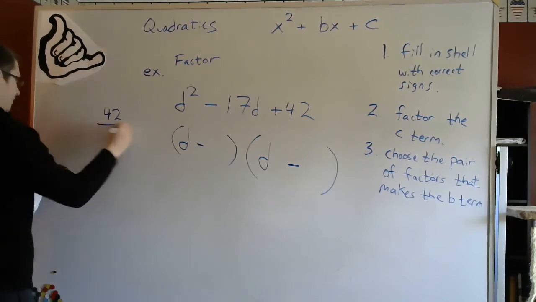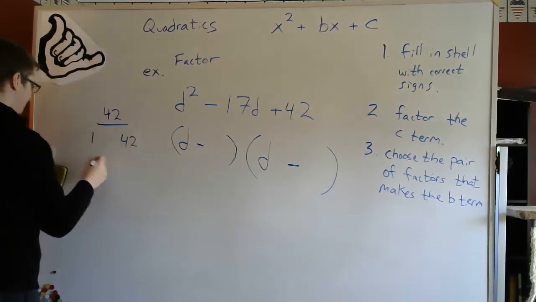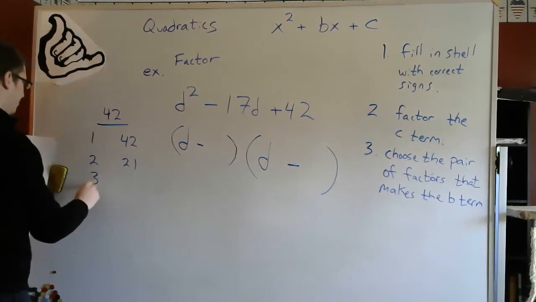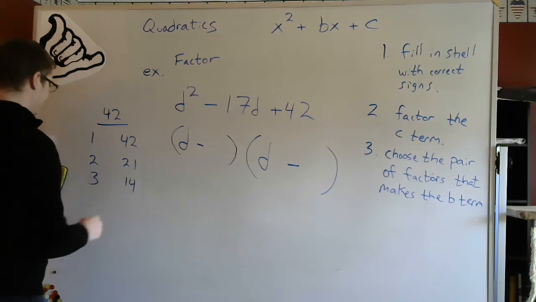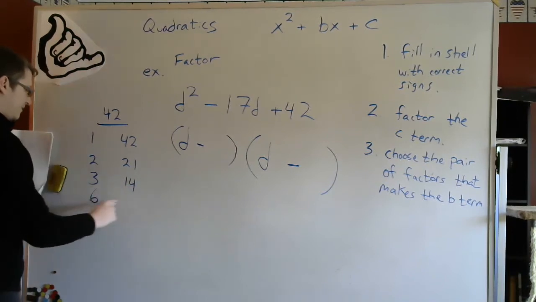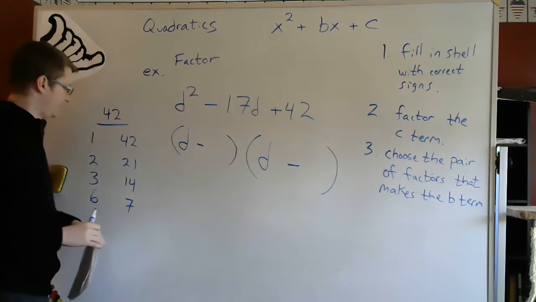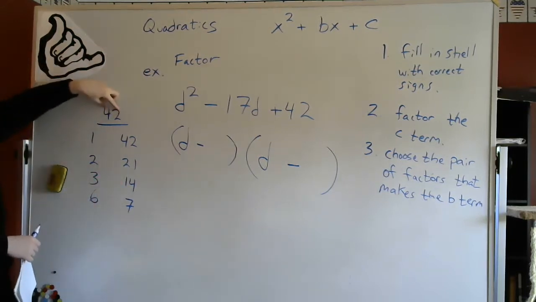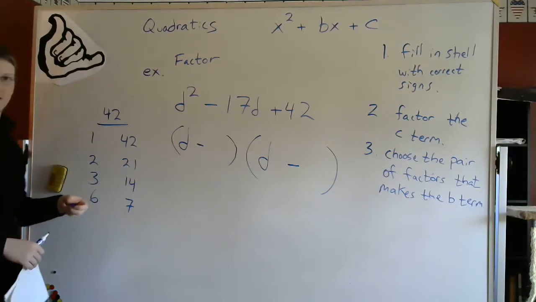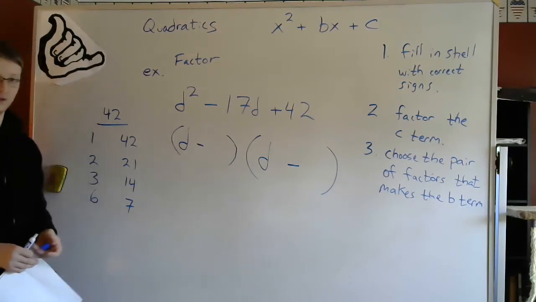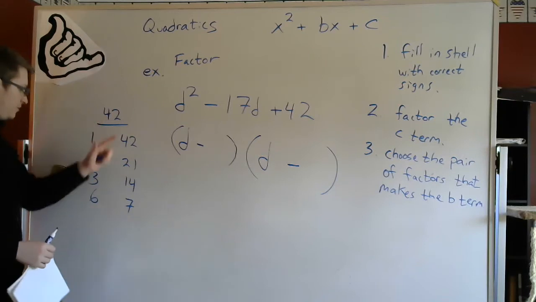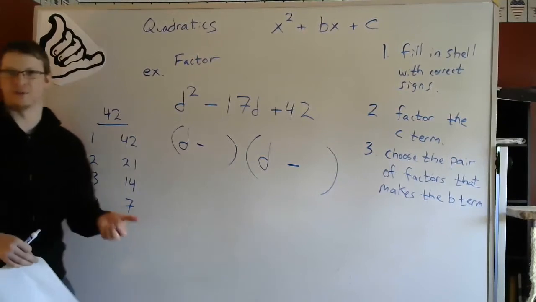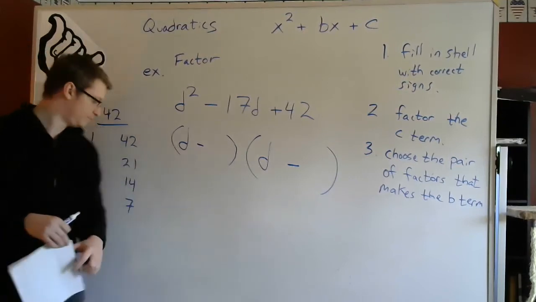Factors of 42 are going to be 1 and 42, 2 and 21. I think 3 goes into 42 14 times. And then we've also got 6 times 7 gives you 42. If you're not sure how to come up with all of these factors, just take your original number and just start dividing through the number line. If you get a whole number as a result, then it's a factor. So if you take 42 and you divide by 3, you get 14. But if you take 42 and you divide by 4, you get some decimal number. So it wouldn't be a factor.